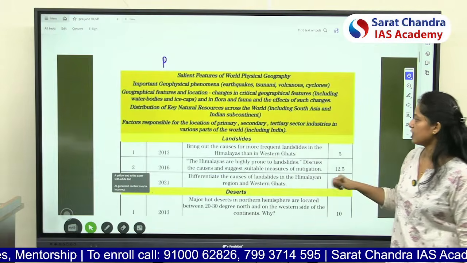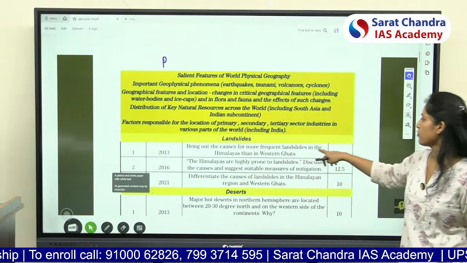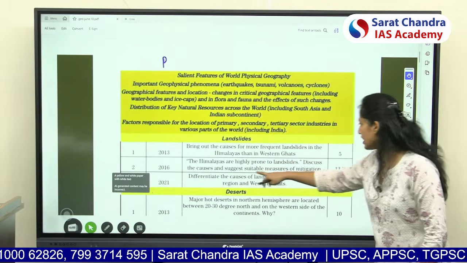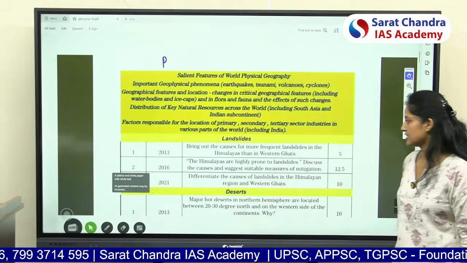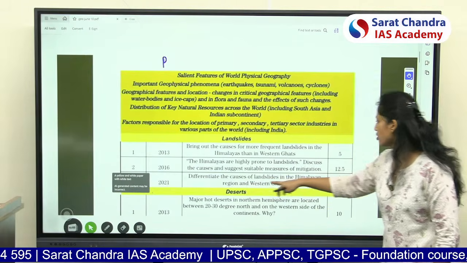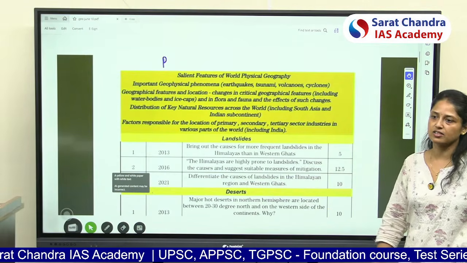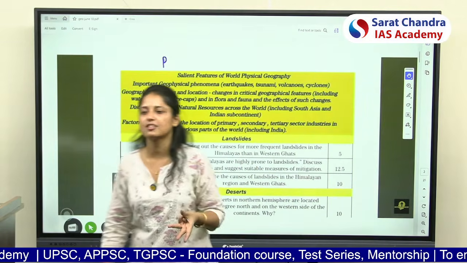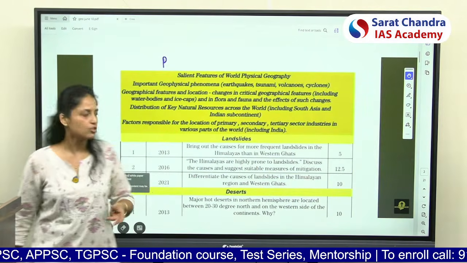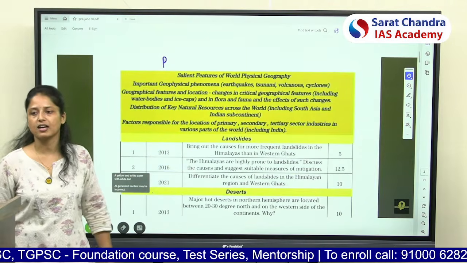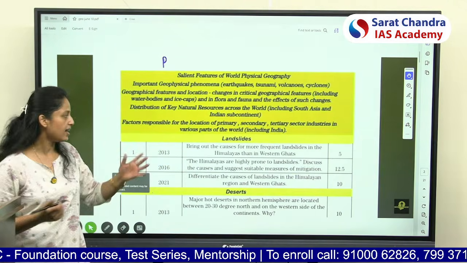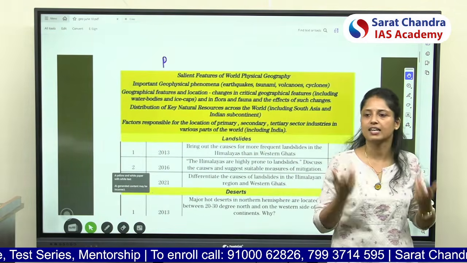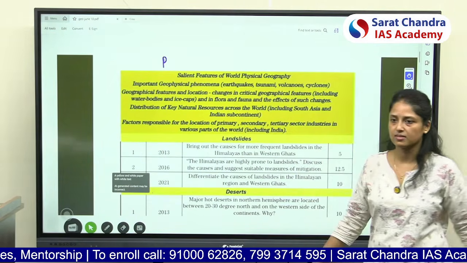Please read the question. Bring out the causes for more frequent landslides in the Himalayas than in the Western Ghats. Then, the Himalayas are highly prone to landslides, discuss the causes and suggest measures. Then, differentiate the causes of landslides in the Himalayan region and the Western Ghats. And 2 or 3 questions on landslides have already been asked in disaster management also under GS paper 3. So do you realize what type of questions they ask? What are the causes of landslides? And apart from that you must know the highly prone regions of landslides in India. That's it. You can easily write the answer.